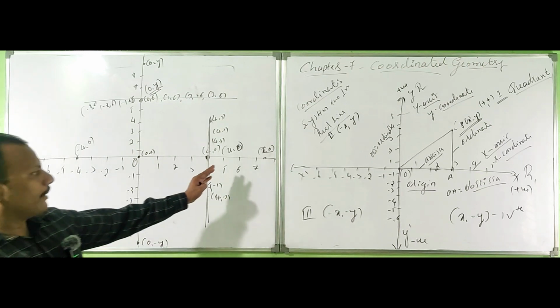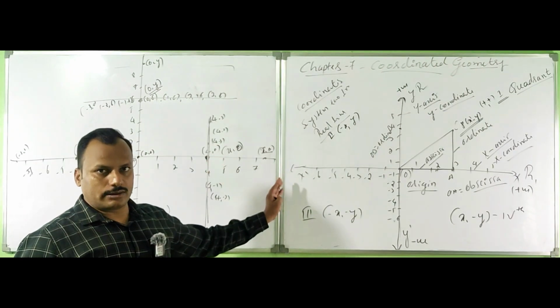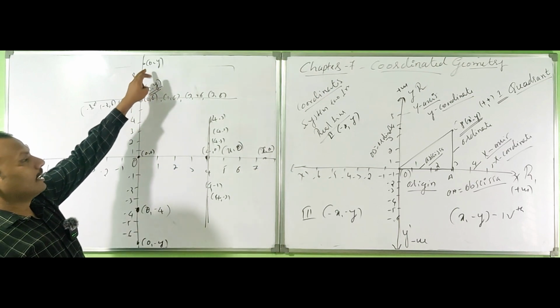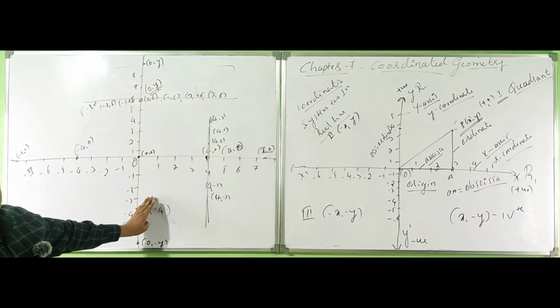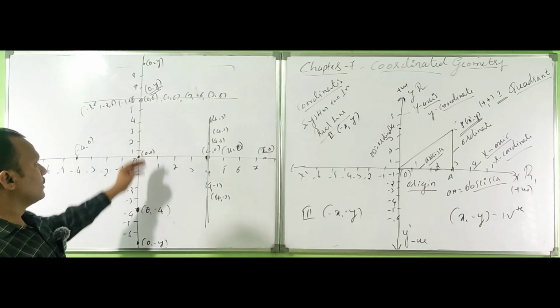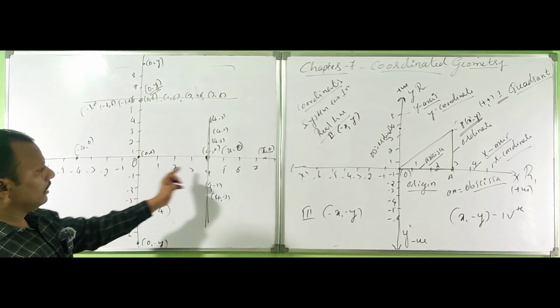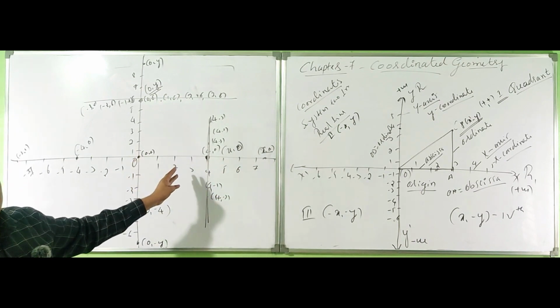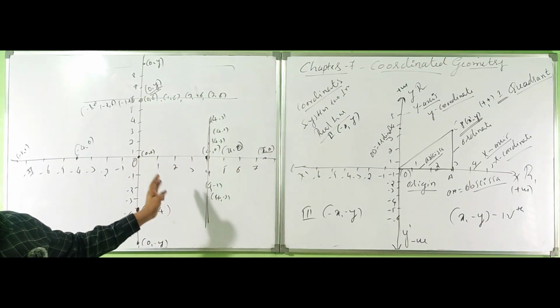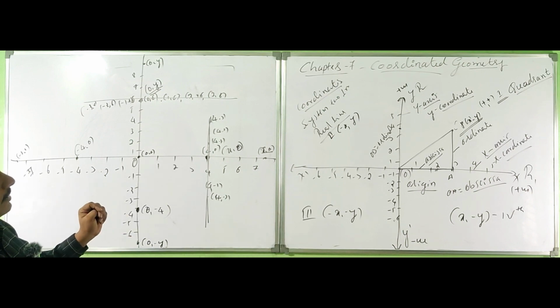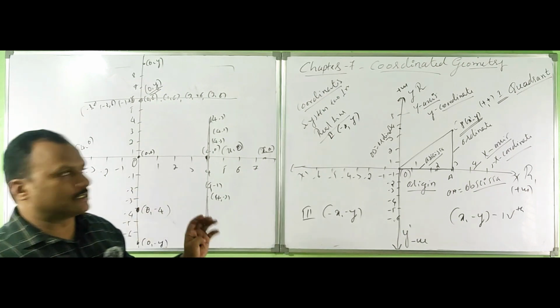Any point on the x-axis, the y coordinate is 0. Any point on the y-axis, the x coordinate is 0. On this whole line, x is 0. So on this whole line, y is 0. We should be very careful when solving the examples. Right, then go to the distance formula.